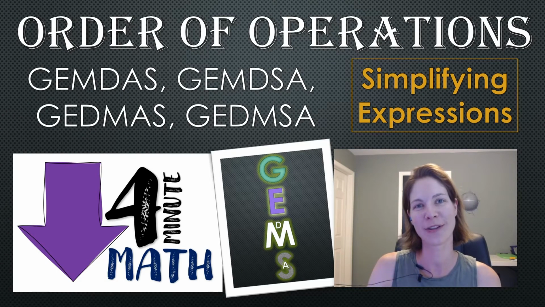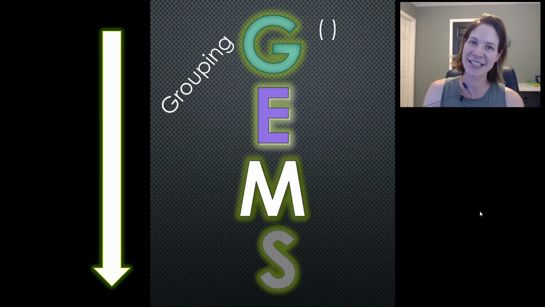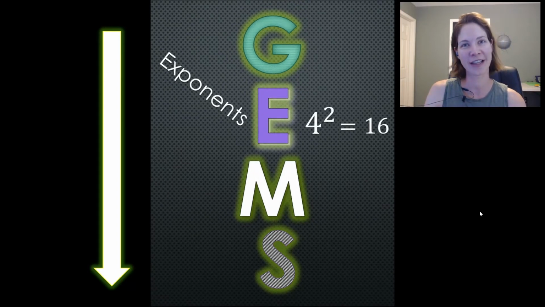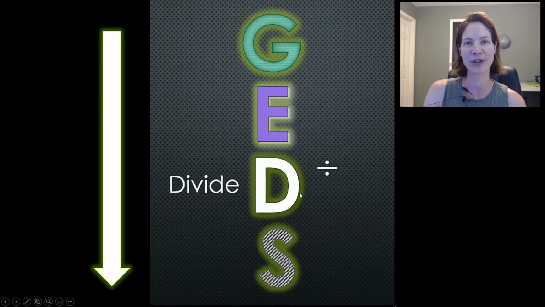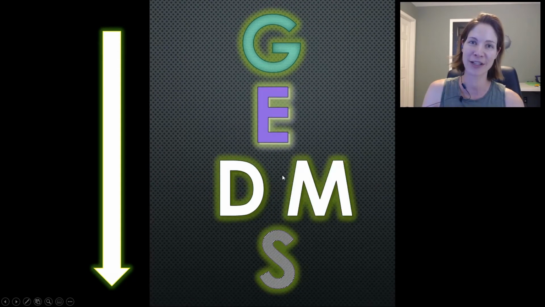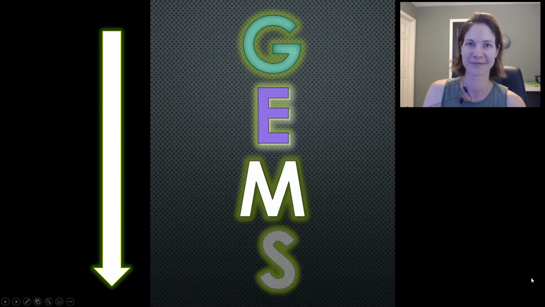This video on order of operations will be using the acronym GEMS to simplify expressions. This is a GIF I created to show what the different letters of GEMS stand for. It also shows you that within the M of GEMS, you have to remember the inverse operation of division, and within the S of GEMS, you have to remember the inverse operation of addition.